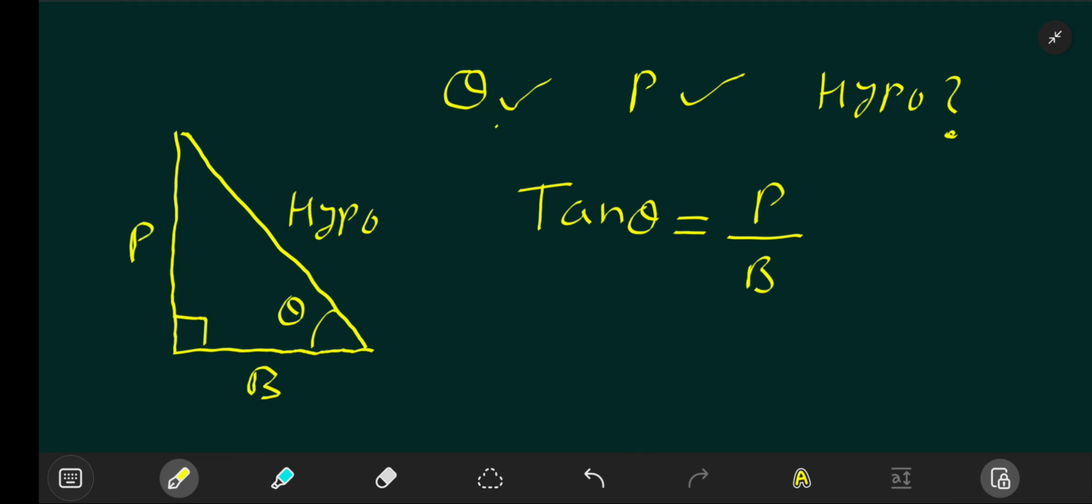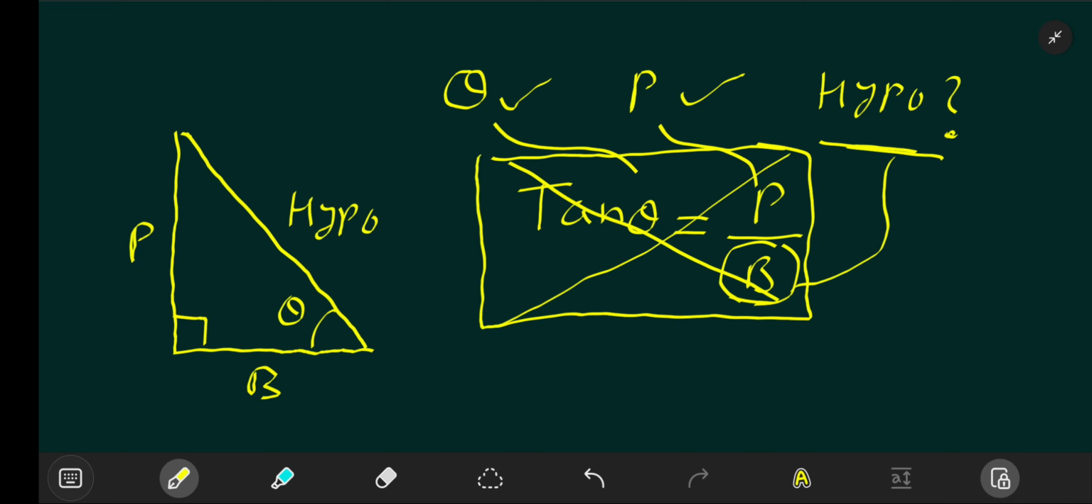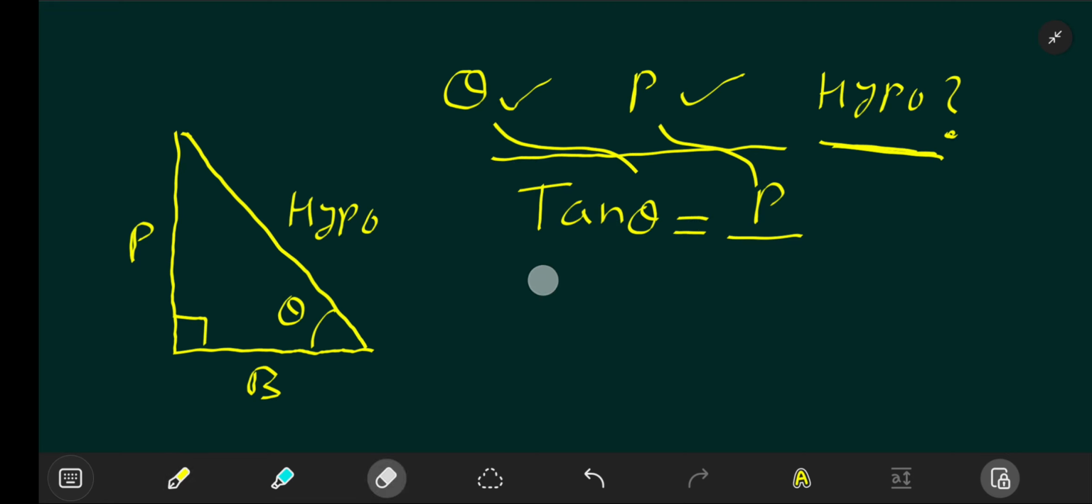Now, in the given information, tan theta is there, the perpendicular side is there, but the hypotenuse is not there. Instead of the hypotenuse, the base is there. So the formula we selected is wrong, because one given value is not there in the formula. So the selected trigonometric function is wrong. We have to select another one.